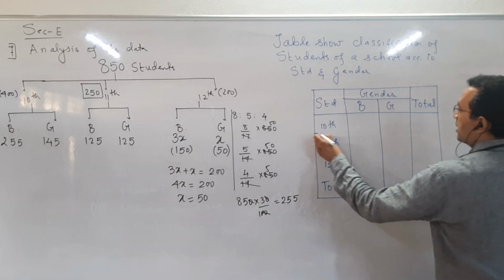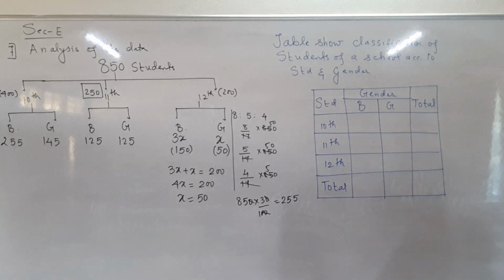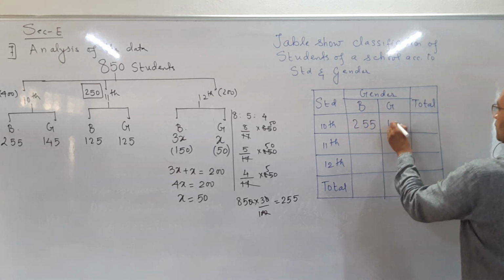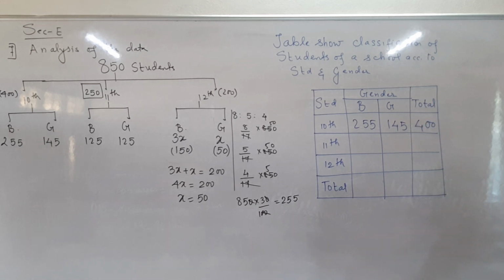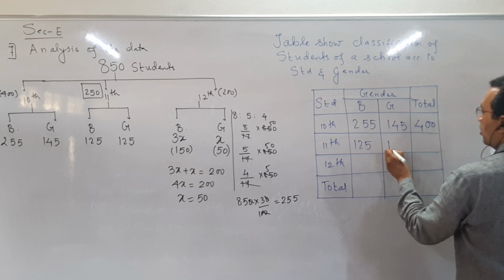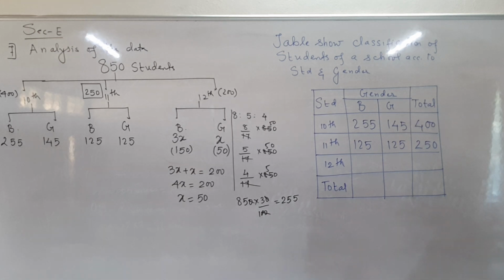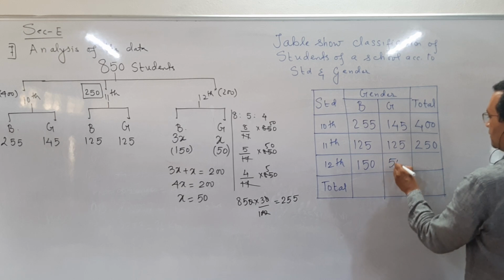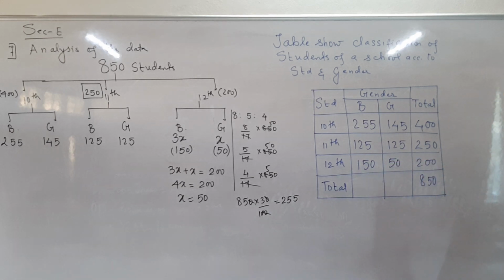Okay, 10 standard, how many boys and girls we had? 255 boys, and girls are 145. Total students of 10 standard were 400. 11 standard, 125 boys, 125 girls. Total is 250. 12 standard, boys are 150, girls are 50. Total is 200. This total is 850.